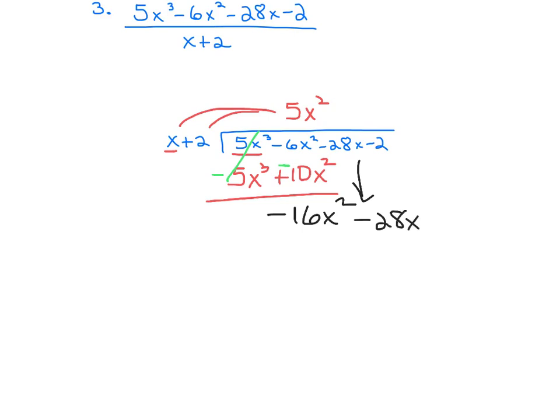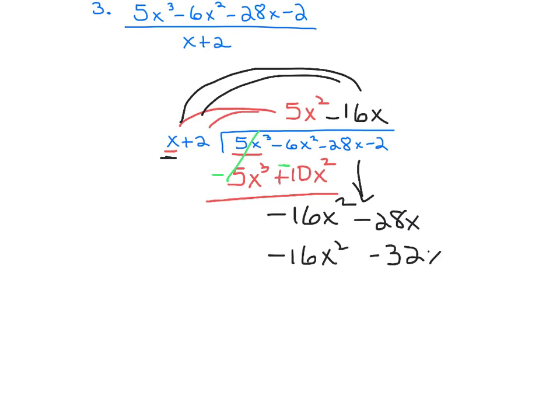And now I have to figure out what I'm going to multiply x by to make it negative 16x squared. And that will be negative 16x. Again, distribute it. Negative 16x squared minus 32x. Flip the signs to opposite. And here I get 4x. Bring down the last term.